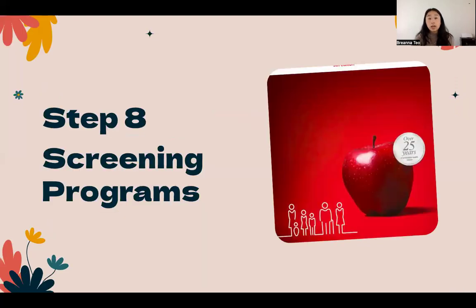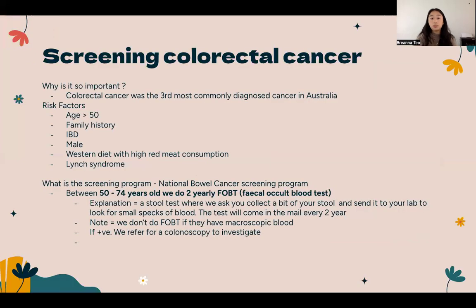Perfect. The last little thing that we'll chat about is screening programs. There are a few types of screening programs that we need to know about, but in particular, one of the big ones is colorectal cancer. So why is it so important that we screen for it? It's because it's the third most commonly diagnosed cancer in Australia, and catching it early can help to reduce disease burden and get us onto treatment pathways quicker.